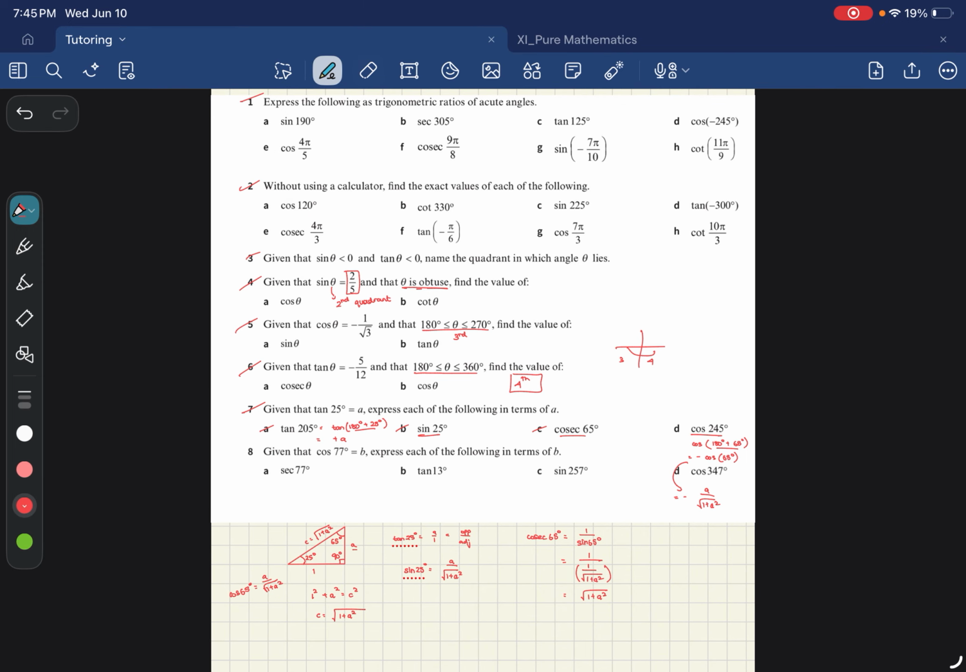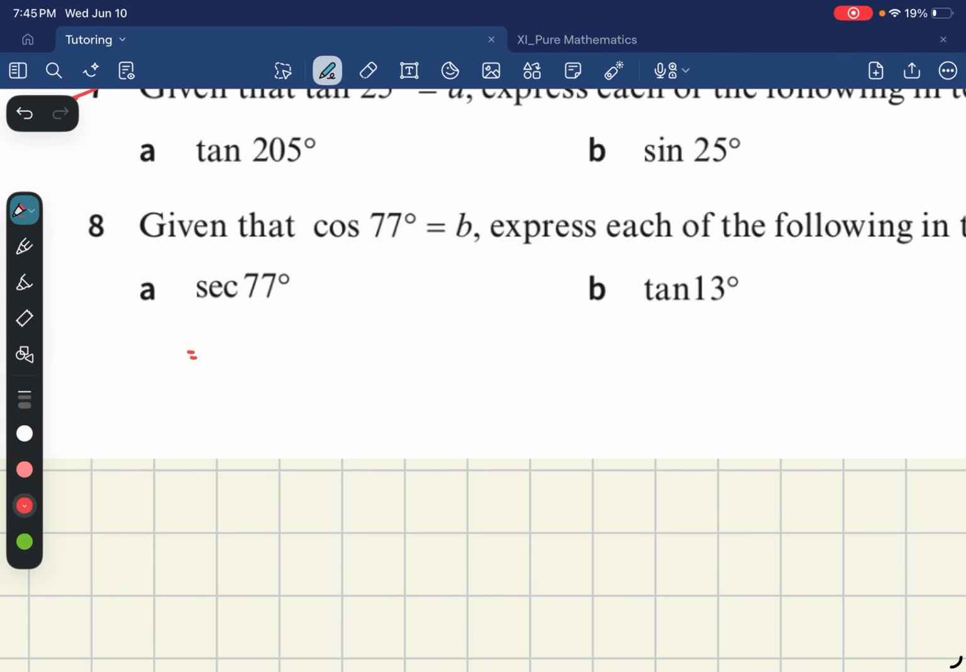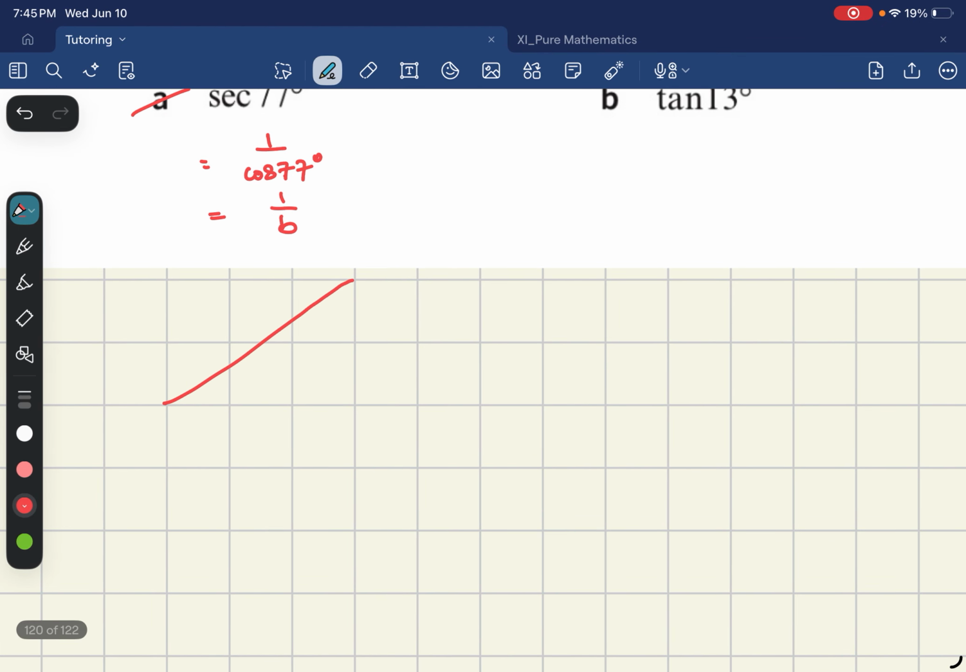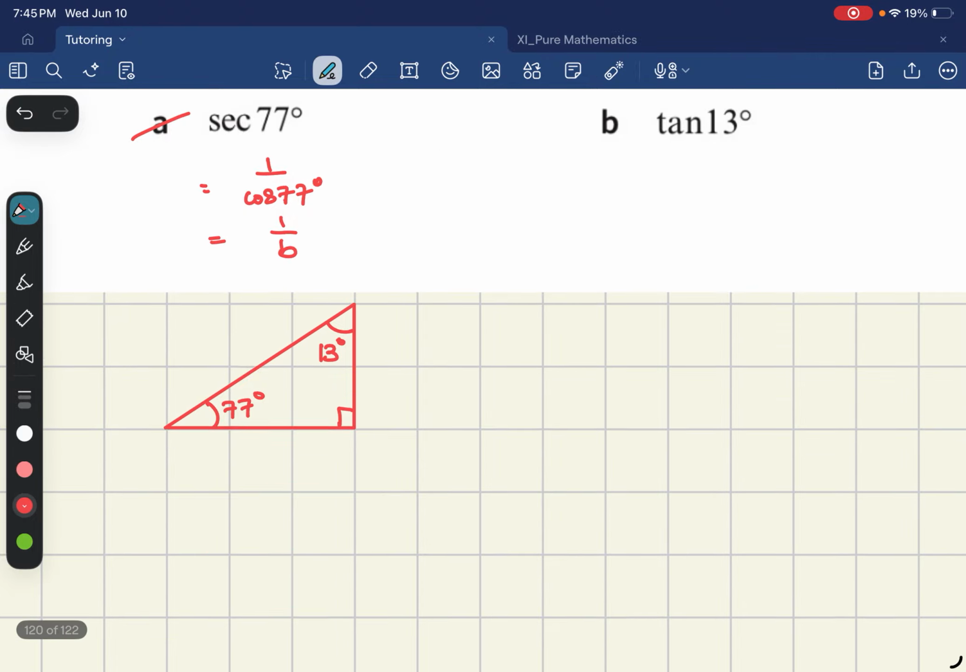In question 8, you do it in exactly the same way. I hope I can erase stuff so I have more space. All right, question 8. Given cos 77 is B, secant 77 is 1 over cos 77, so that is just 1 over B. Now you want to draw your triangle again. This angle, let it be 77 degrees. This is 90 degrees. If you find the third angle, it's going to be 13 degrees. 77 plus 13 is 90, plus 90 gives you 180 degrees in any triangle.